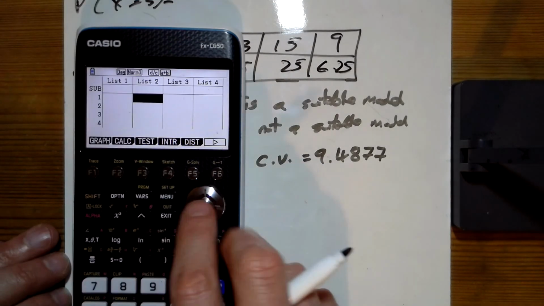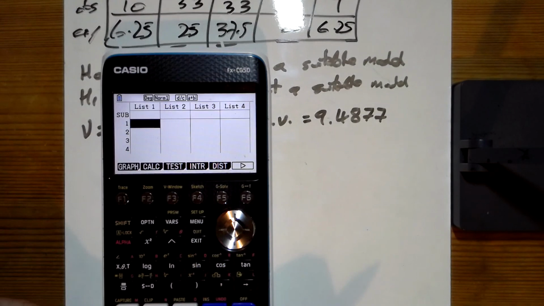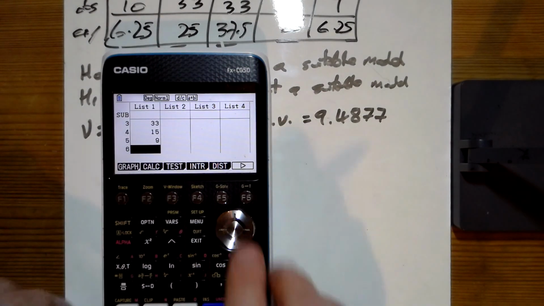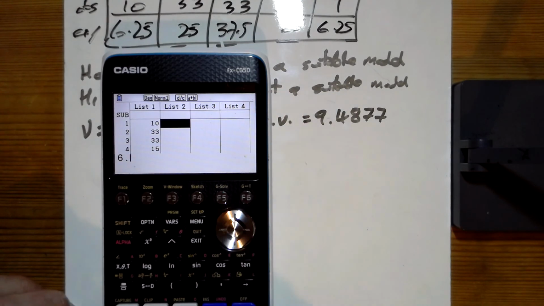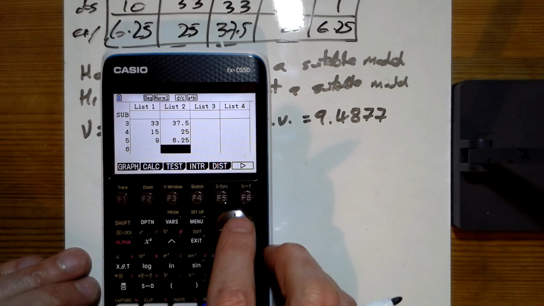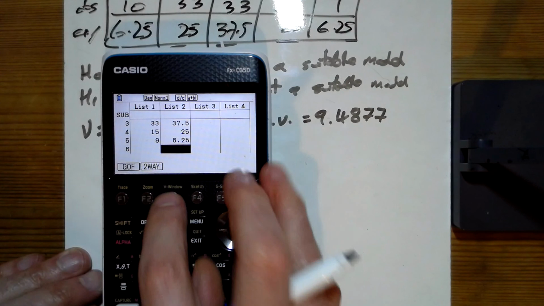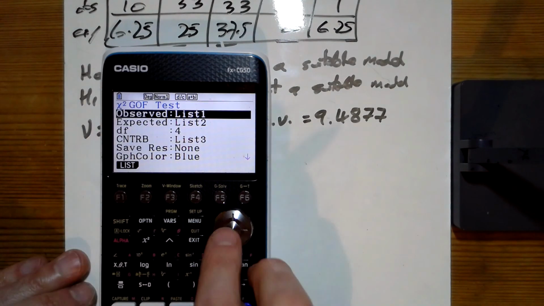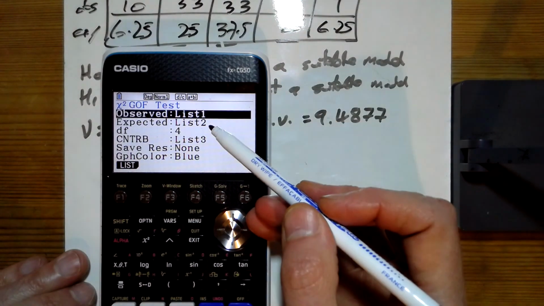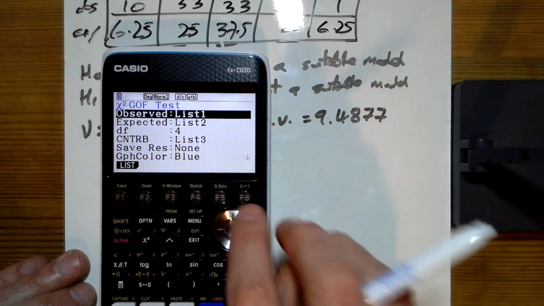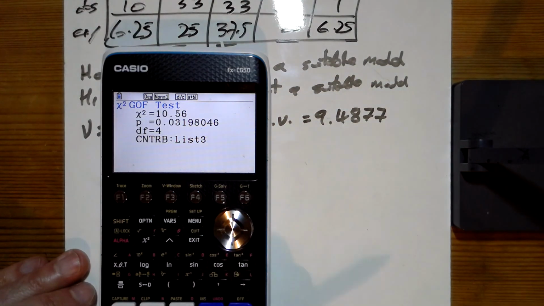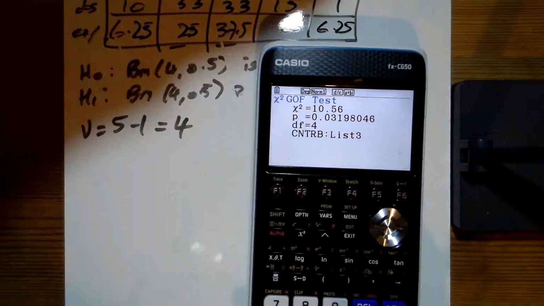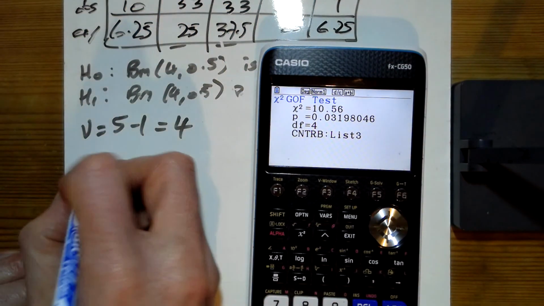Let's go back to the table here. I need to put the values in. So list 1, I'm putting in 10 and 33 and 33 and 15 and 9. They're my observed values. Here I'm putting the 6.25, the 25, 37.5, 25 and 6.25 there. And we're going to do a chi-squared test, a goodness of fit test. The observed are in list 1, the expected are in list 2. We can save the contributions into list 3 if we like. Off we go.